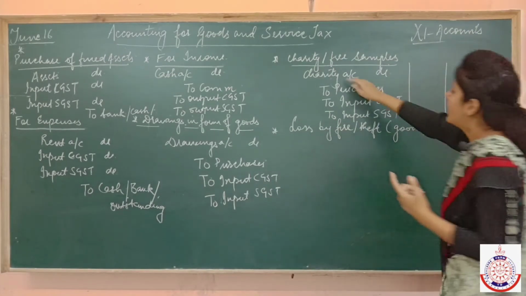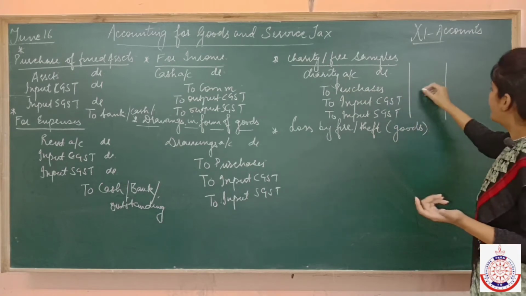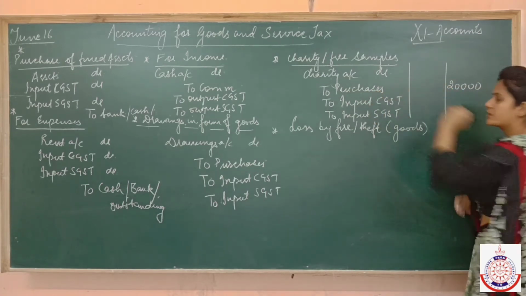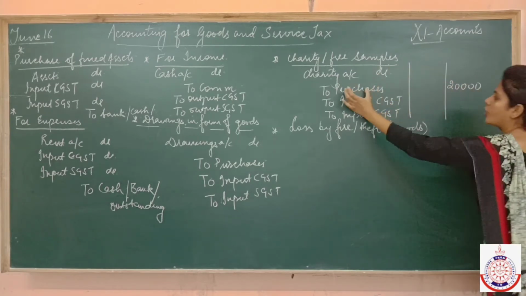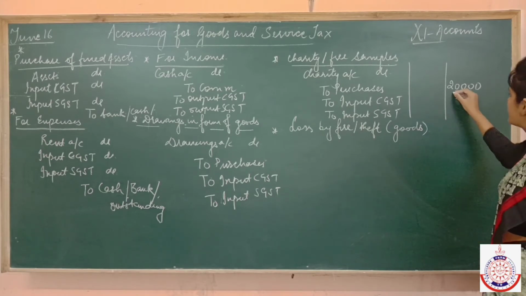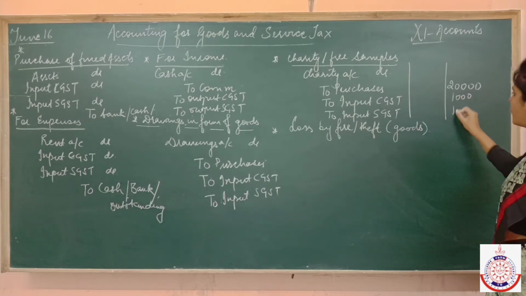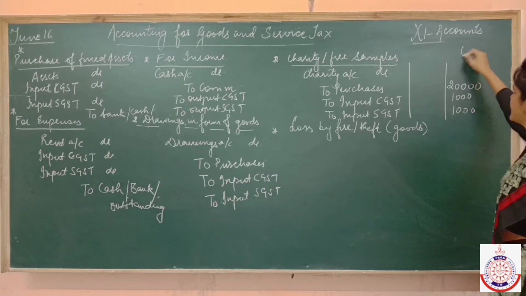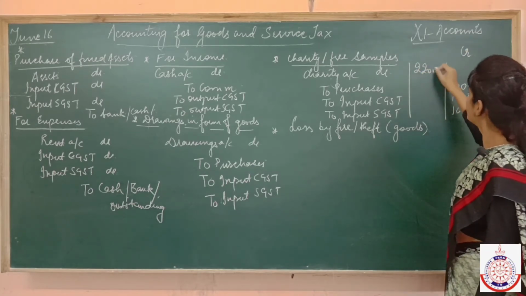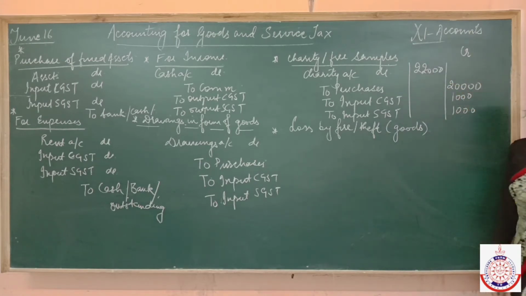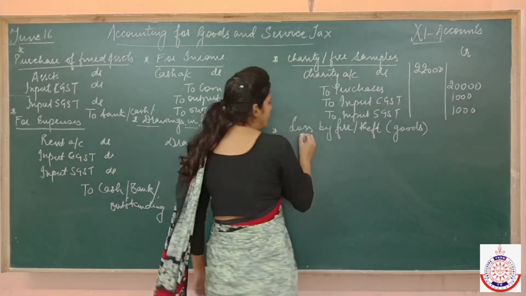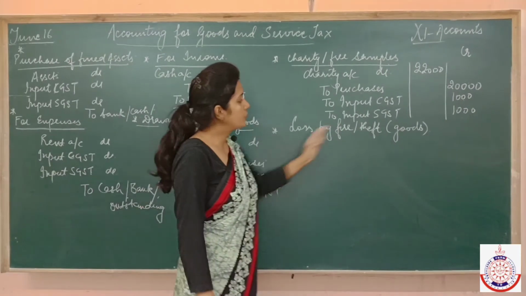If I'm saying I have given goods worth rupees 20,000 as charity, then I have to write purchases 20,000 in front of purchases. Let's say GST is 5%, then 5% is 1,000 and 1,000. So total of credit side is 20,000 plus 1,000 plus 1,000, 22,000. I'll write this side this way. Fine.